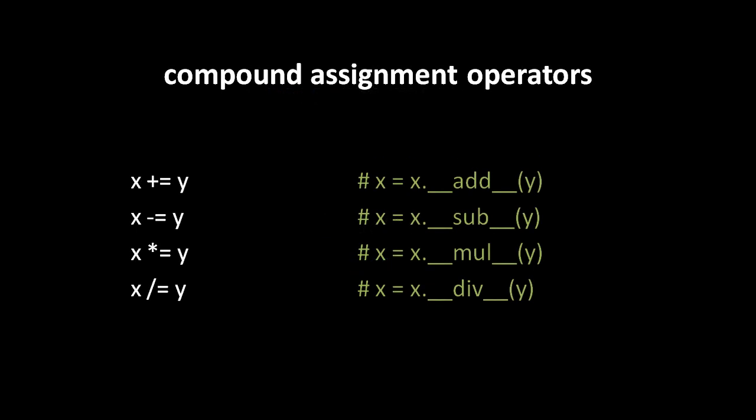Many of Python's operators, including the basic arithmetic operators, come in a compound assignment form. Basically, it's the combination of the operator with an assignment. So if you see x plus equals y, that means add x and y together and then store the result of that addition in x. The purpose of this is simply that that's something we want to do commonly enough. It's nice to have a more compact syntax.